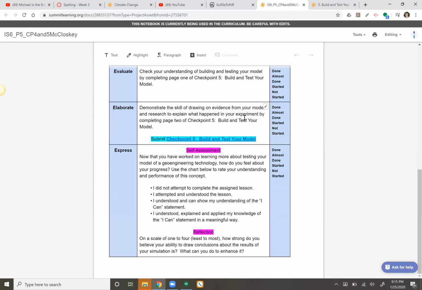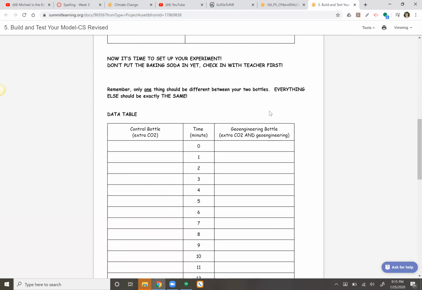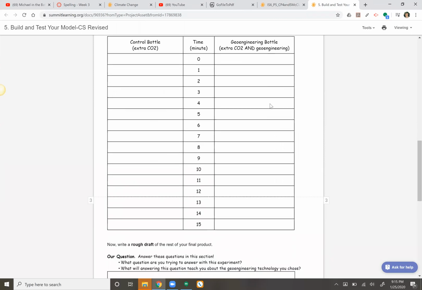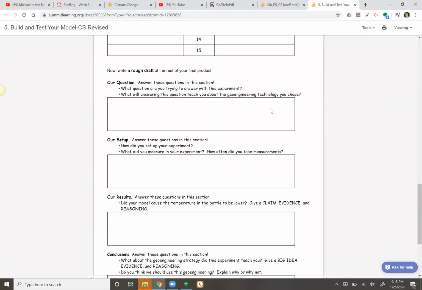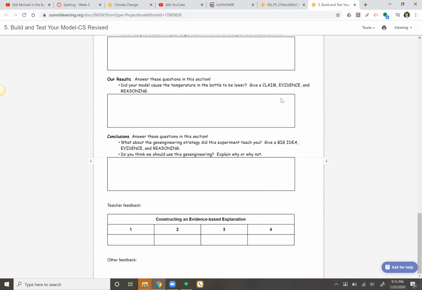For Elaborate, you're going to demonstrate the skill of drawing on evidence from your model and research to explain what happened in your experiment by completing page 2 of the checkpoint. On page 2, you are going to actually conduct your experiment and collect data, and then you're going to write the rough draft of the rest of your final product. So your question, your setup, your results, and your conclusions.